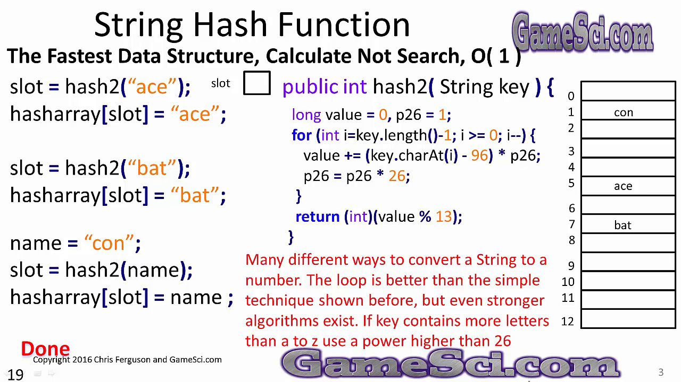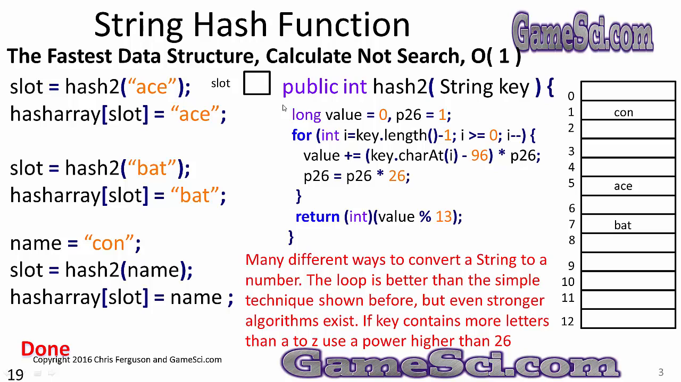There are many different ways to convert a string to a number. The loop shown here is certainly better than the simple technique shown before, but there are even stronger algorithms that exist. If a key contains more letters than A to Z, you're going to have to use a power higher than 26. So you really do have to worry about overflowing the integer. You might even have to worry about overflowing a long. There's many mathematical techniques that do this same thing, convert letters to a number, without using very, very large numbers.